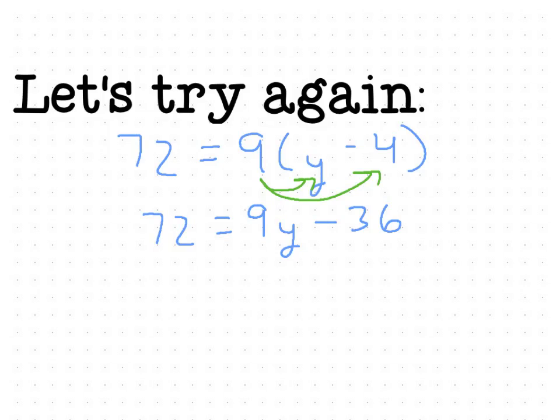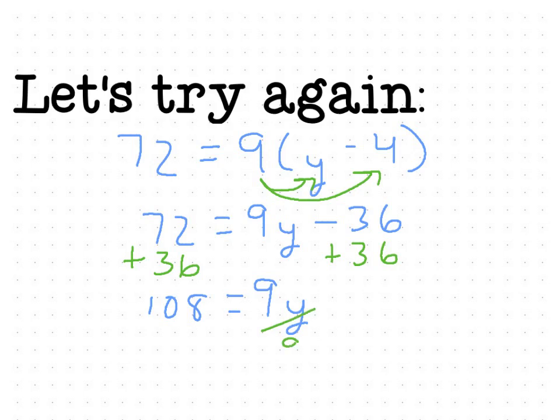Now we're going to do the inverse of subtraction, which would be addition. And while you're doing this, if it helps to use two colors, go ahead and do it. So over here I get 108 would equal 9y. The inverse of multiplication is division. So now I will end up with 12 equals y.